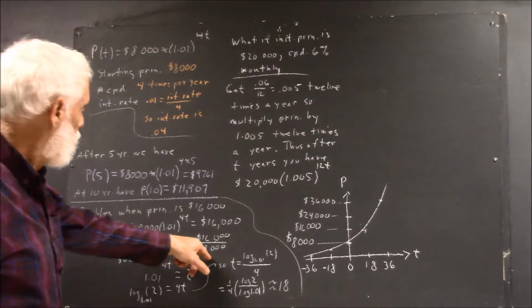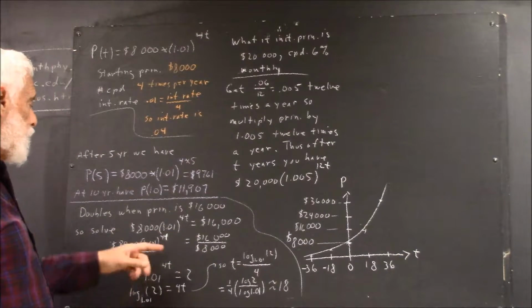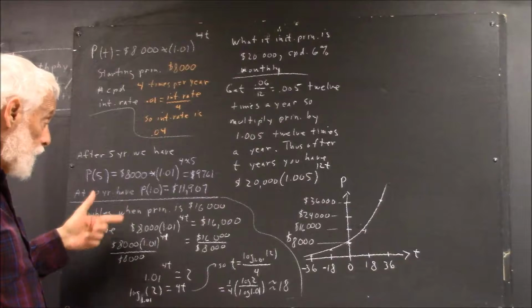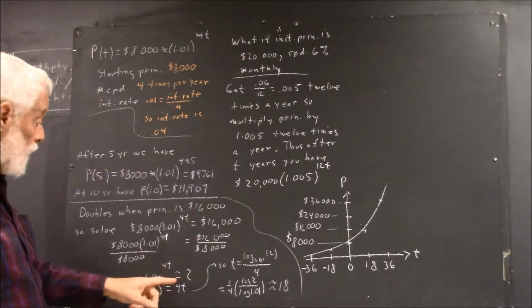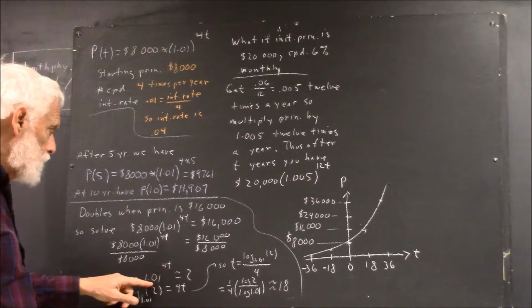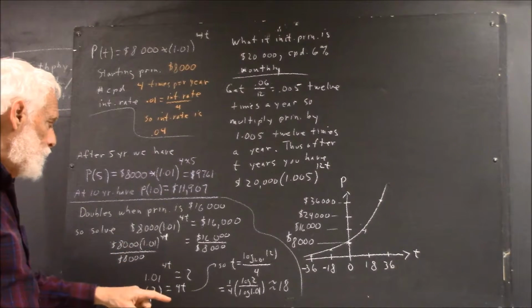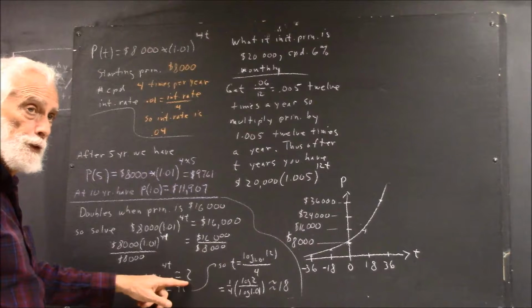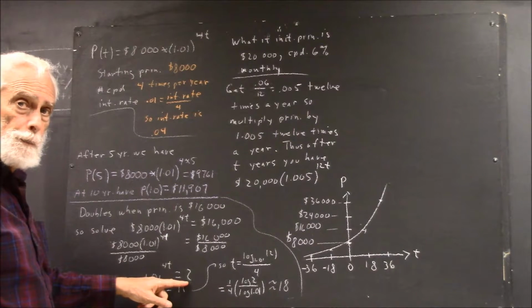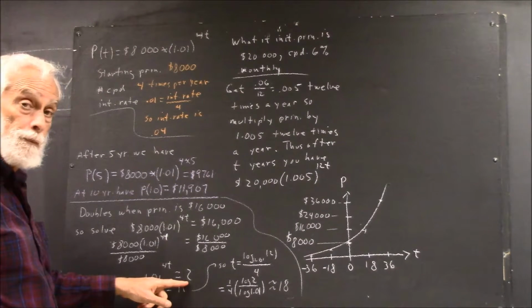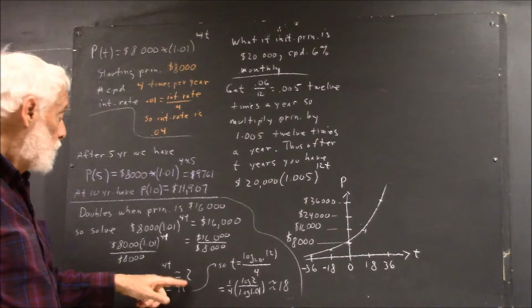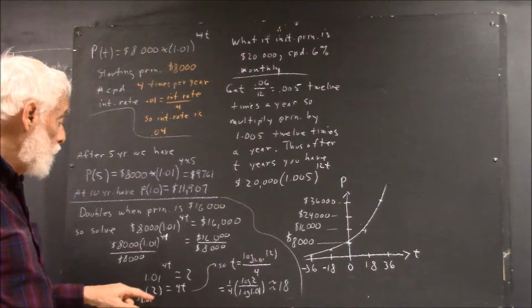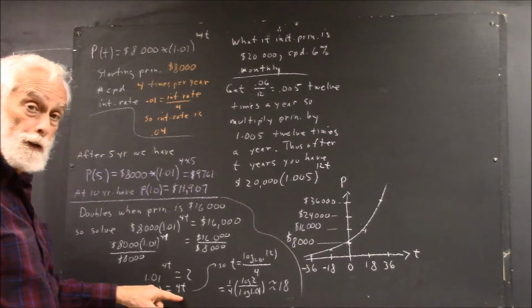And when we do, things get a lot simpler. We just have the 1.01 to the 4t left on this side. On the right-hand side, 16,000 divided by 8,000 is 2. So now we have the equation 1.01 to the 4t equals 2. Well, we've known for nearly a month how to solve this equation. We simply change it to logarithmic form. We get log base 1.01 of 2 equals 4t.